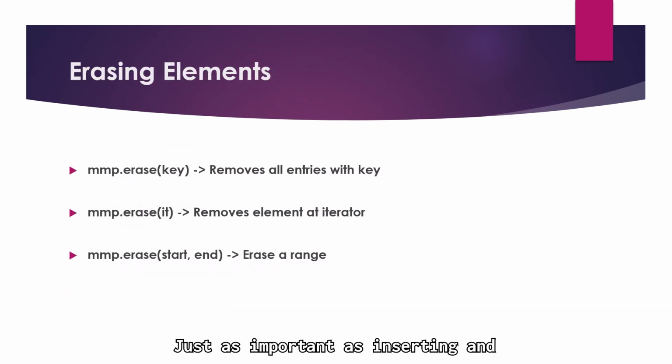Just as important as inserting and accessing data is knowing how to erase it. With a multimap, there are three main ways to remove elements. First, we can pass a key to erase to remove all elements that match that key. Second, you can erase an element by passing a specific iterator, perfect when you want to surgically remove just one occurrence. Third, we can erase a range of elements using two iterators. This fine-grained control is powerful, especially in applications where data is dynamic and changes frequently.